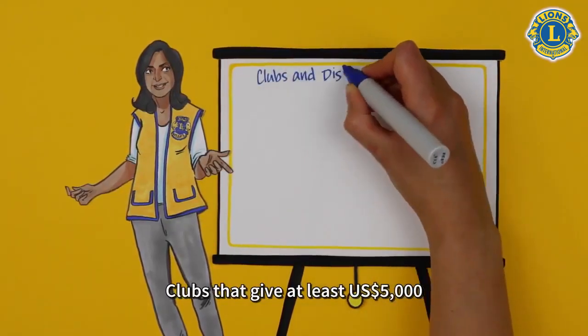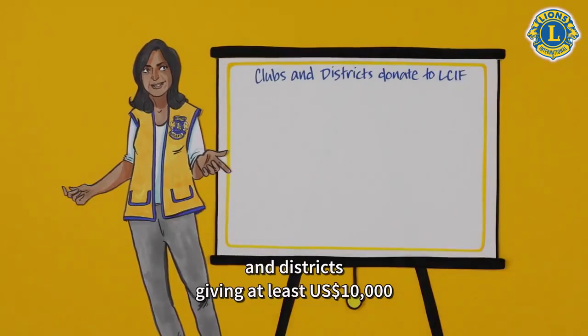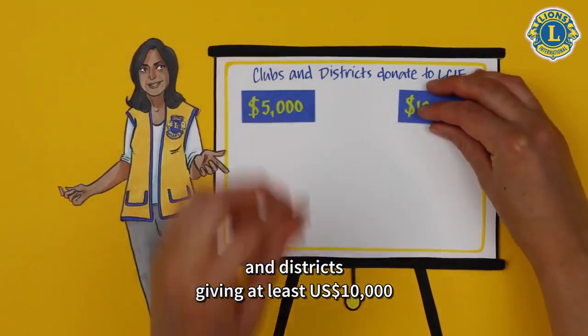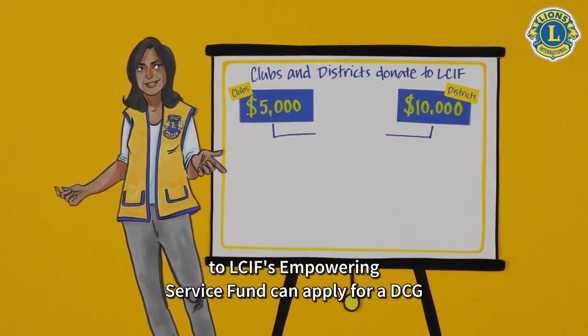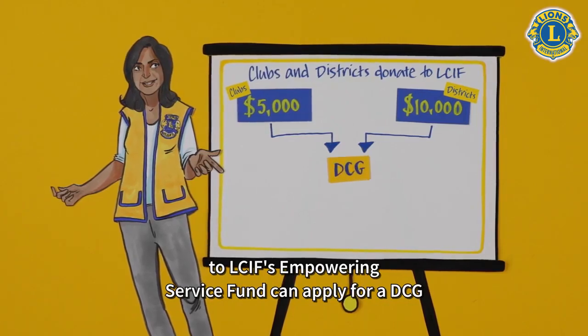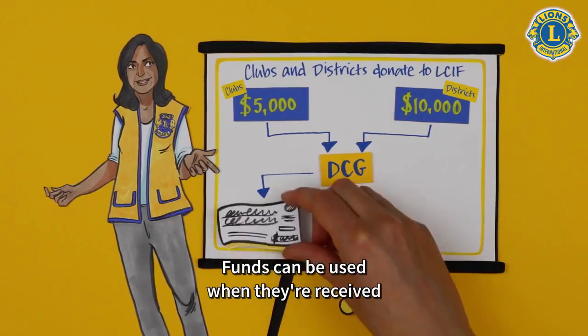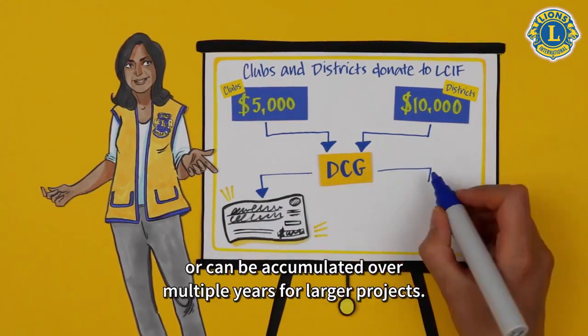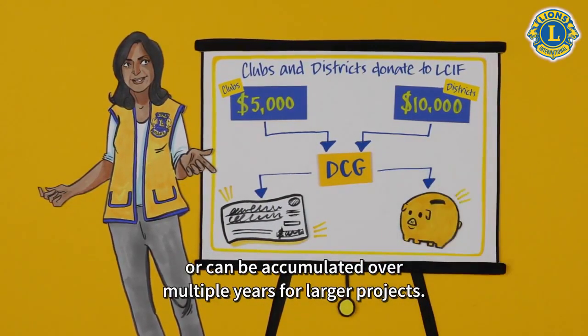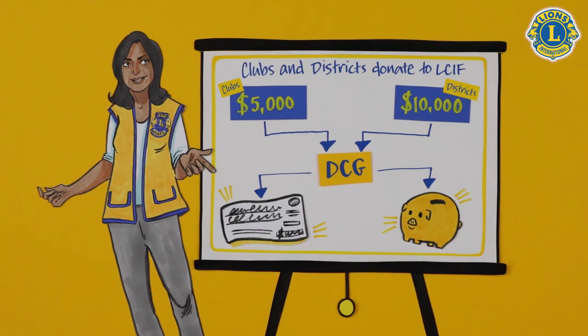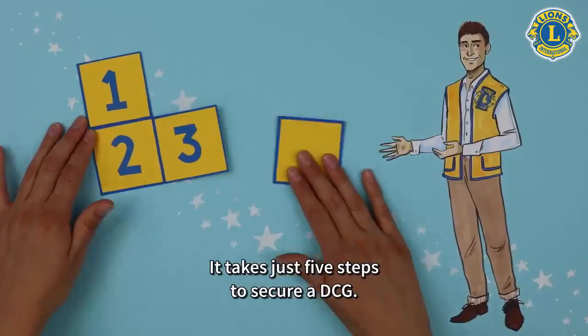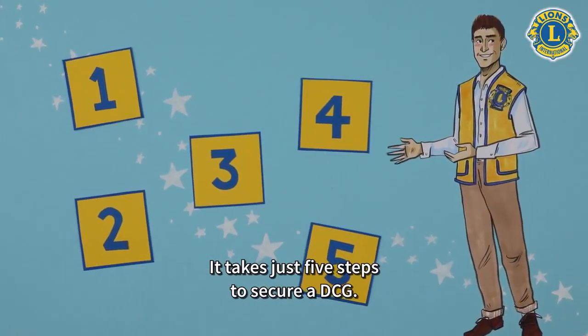Clubs that give at least $5,000 and districts giving at least $10,000 to LCIF's Empowering Service Fund can apply for a DCG and do so every year they're eligible. Funds can be used when they're received or can be accumulated over multiple years for larger projects. It takes just 5 steps to secure a DCG.